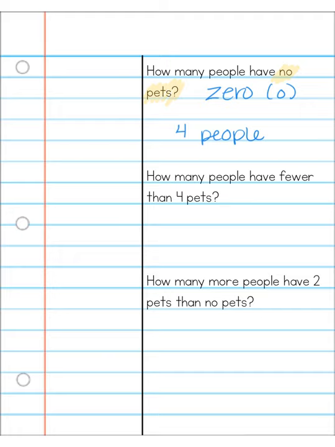The next question says, how many people have fewer than 4 pets? Now, this fewer than is another way of saying less than. So we want to know how many people have fewer or less than 4 pets. That means 0 pets, 1 pet, 2 pets, or 3 pets. There were 4 people with 0, 3 people with 1, 6 people with 2, and 4 people with 3. That's going to add up to 17 people with fewer than 4 pets.